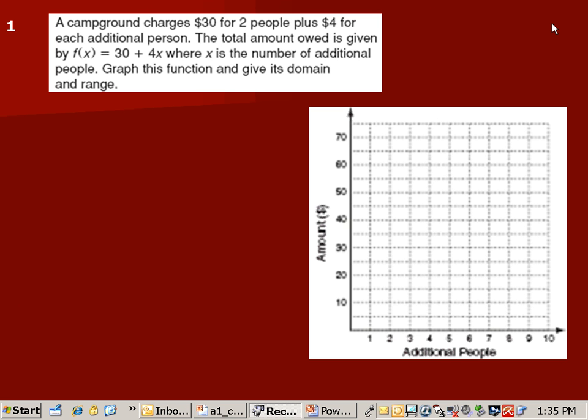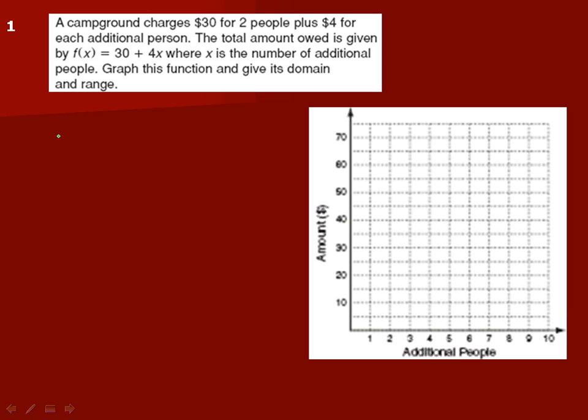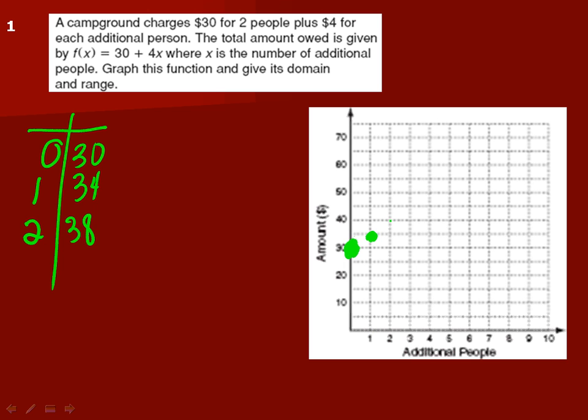Okay, now we're going back to number 1. We have to graph the function. So I'm going to make a table. If I have no additional people, then the cost would be 30. One additional person is 30 plus $4, which is 34. 2 additional people would be 38. And I'm going to go ahead and graph those now. So 0 gives me 30. 1 is 34. 2 is 38. And I think that's enough just to draw my line.